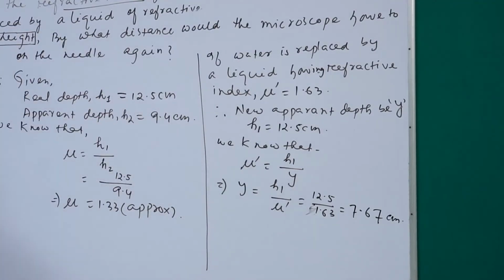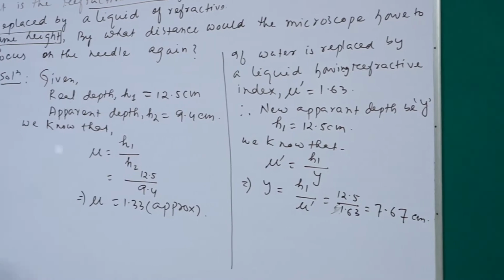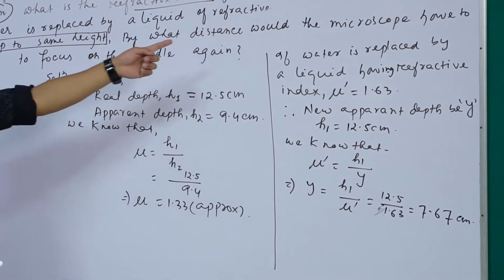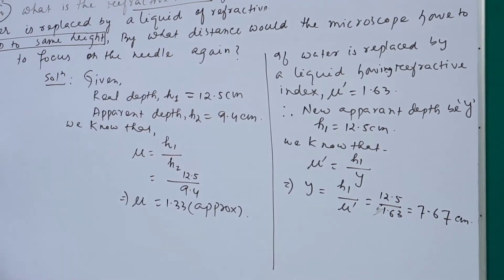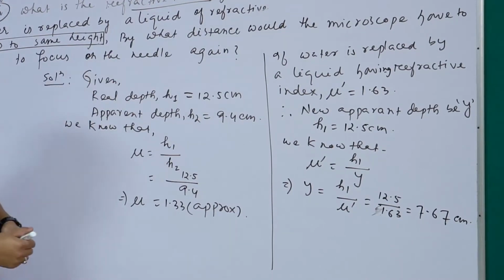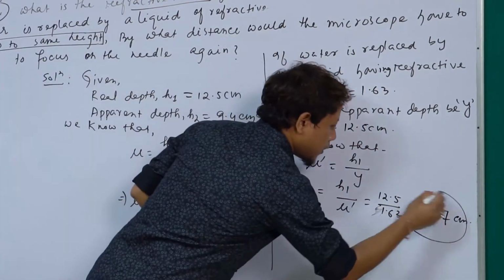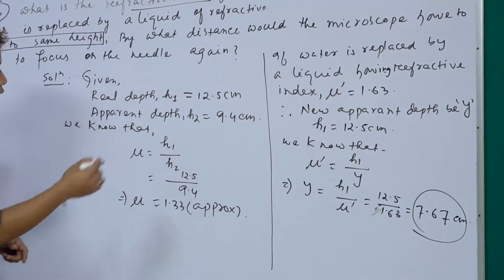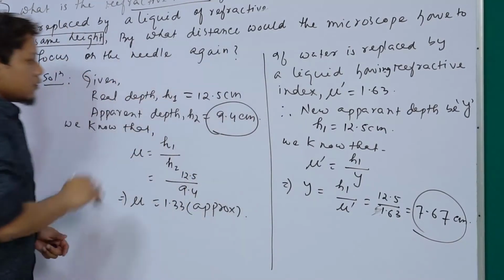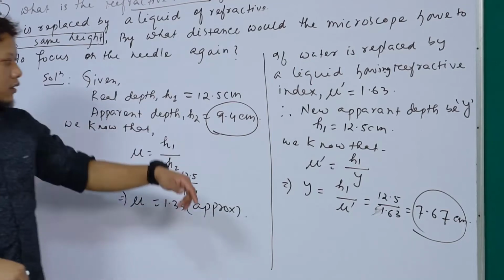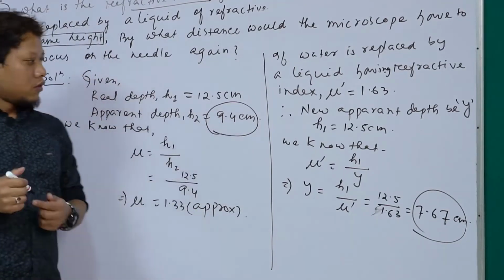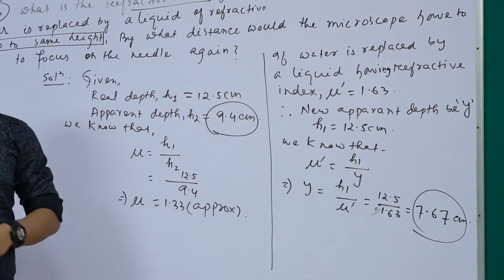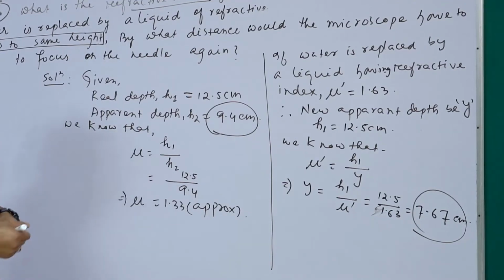Is it clear? Okay, 6.76 centimeter. Now, we got the apparent depth, we got the refractive index, but there is again a third part of the question. They are asking, by what distance would the microscope have to be moved to focus on the needle again? Now you compare the new apparent depth with the earlier apparent depth. Which one is greater? This one is greater. So to focus on the needle, we have to move up the microscope.